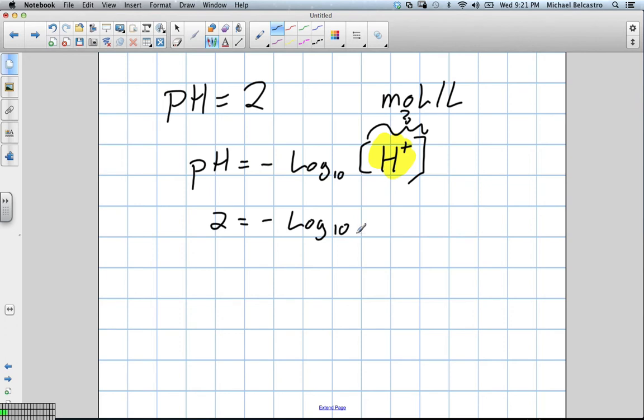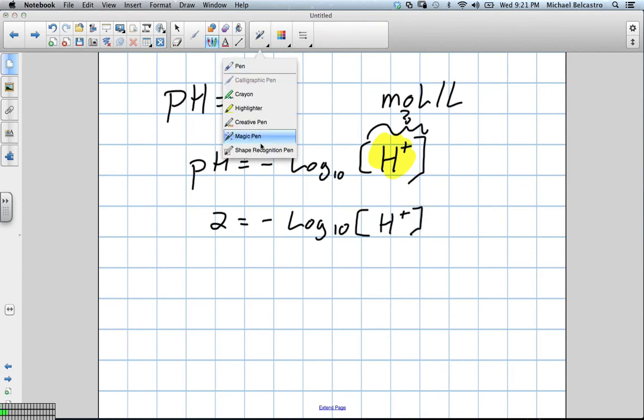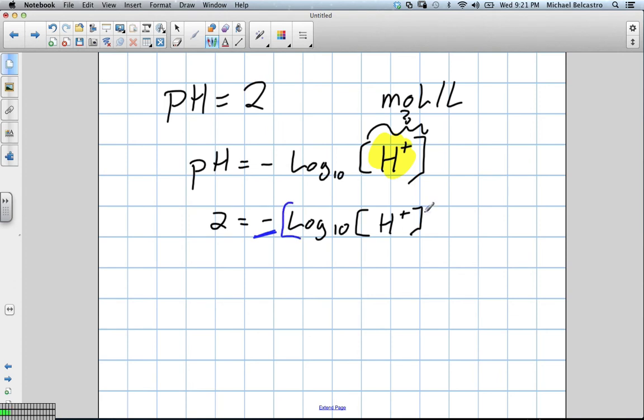Okay. Now there's a couple ways we're going to do this. First thing we want to do, and because our H plus is unknown, let's move this negative value. Think of it like it's being multiplied by the value of negative 1. Let's move that negative to the other side. When I move it to the other side, what will happen? It's going to become positive. The right side will, but what will happen to the left side?